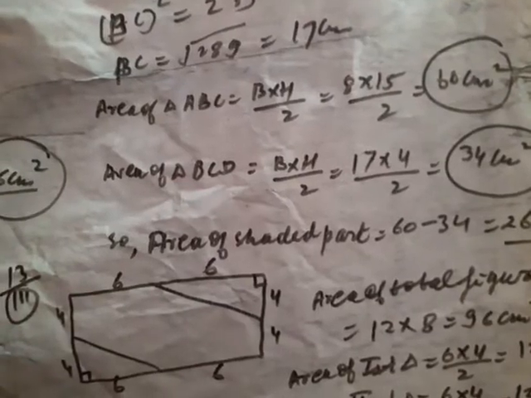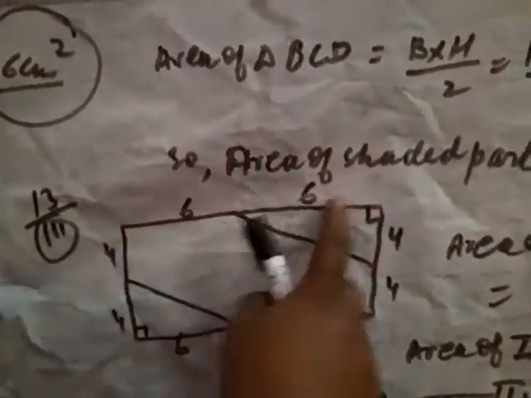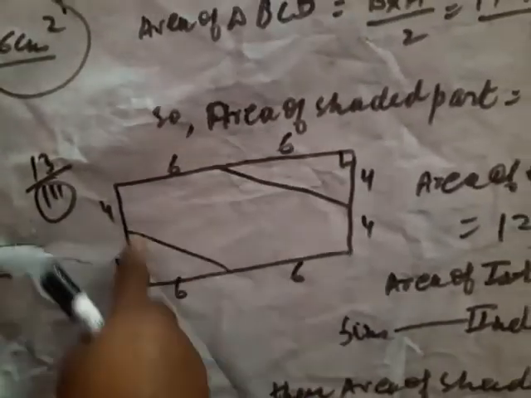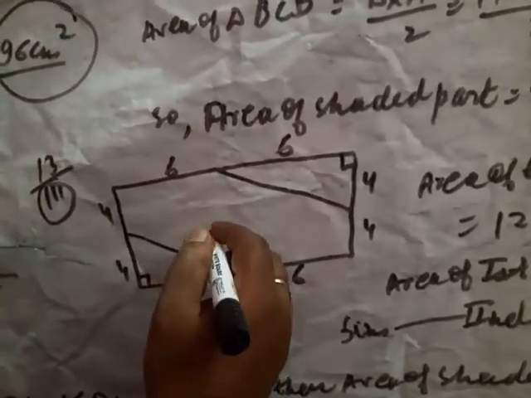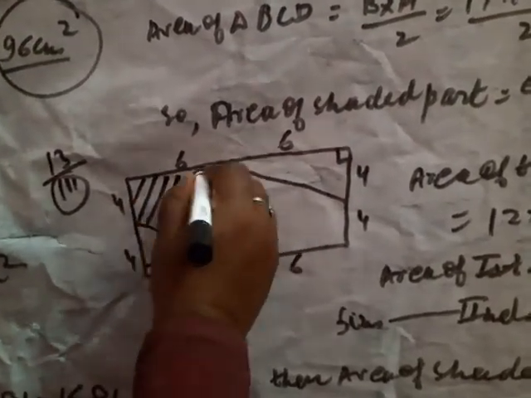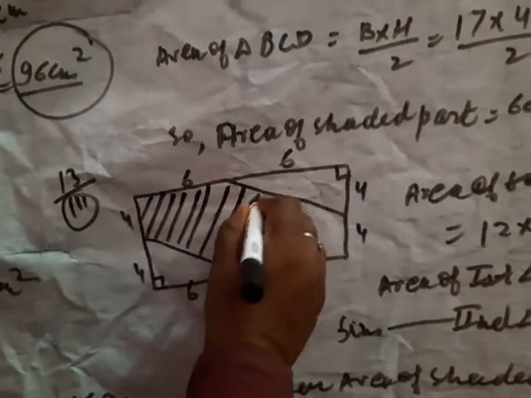Now come to question number 13, third part. This is our figure and you have to calculate the area of the shaded part. This is our 6, this is our 12, this is our 8. So you have to calculate the area of the shaded part, meaning this part you have to calculate the area of.